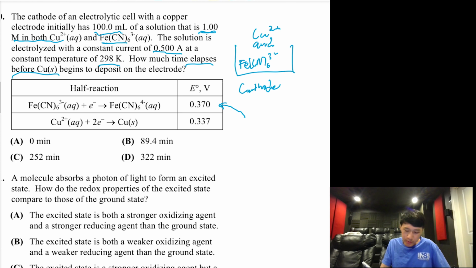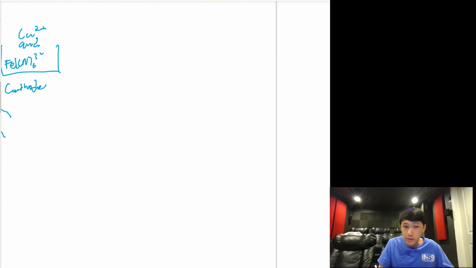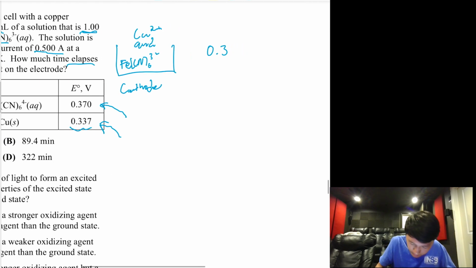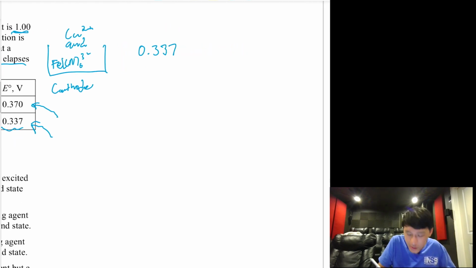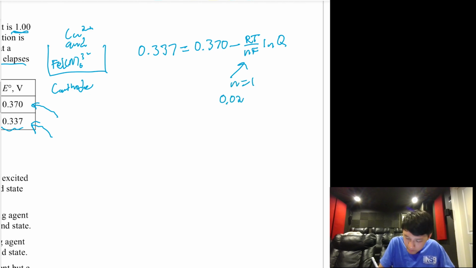What the question is asking us is when does the copper start to get reduced? And that is going to be when the iron cyanide complex gets reduced so much that its reduction potential falls to be equal to that of the copper. So we can use the Nernst equation to help us out. We know that 0.337 is the final voltage we're trying to get to, and that's going to be equal to the initial voltage, 0.370, minus RT over NF, times the natural log of Q. And if you plug in the values for RT over NF, for n equals 1, you're going to get 0.0257.